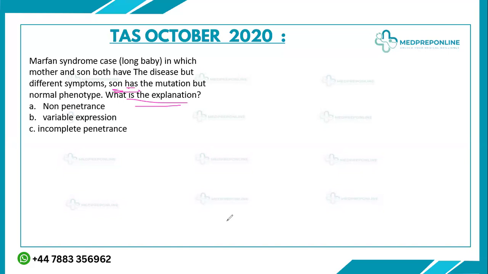But when they talk about children who have different severity, that will be variable expressivity. And incomplete penetrance will be that some show the symptoms and some do not show the symptoms. That will be the whole scenario they will be talking about. So it depends on the stem, what they are talking about. This is the type of question related to this.